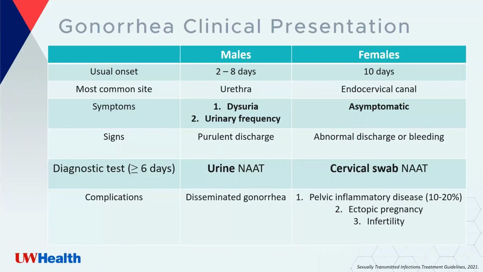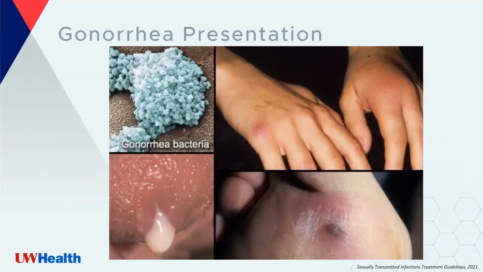Next, I will warn you, is our first slide of pictures. So the picture on the bottom left shows what potential discharge may look like for men that are diagnosed with gonorrhea. And then the pictures on the right show disseminated gonorrhea. So disseminated gonorrhea is rare and infrequent, and it results in these particular pustuloacral skin lesions on the patient's skin.